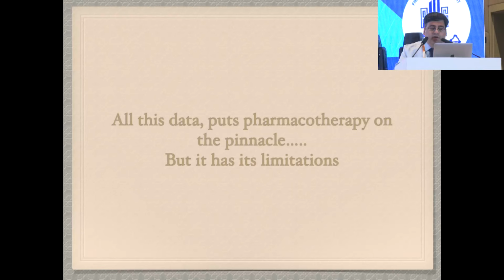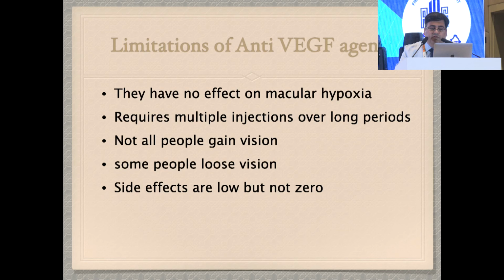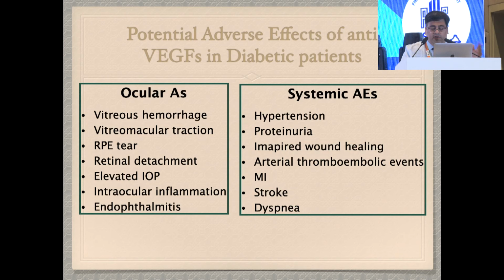But then we know that pharmacotherapy has limitations. Clinical limitations: it has no effect on macular hypoxia. You require multiple injections. Not all patients are gaining vision. Some people actually are losing vision in spite of anti-VEGF. Side effects are low but not zero. I'm just enumerating the side effects. And then there is the financial burden.